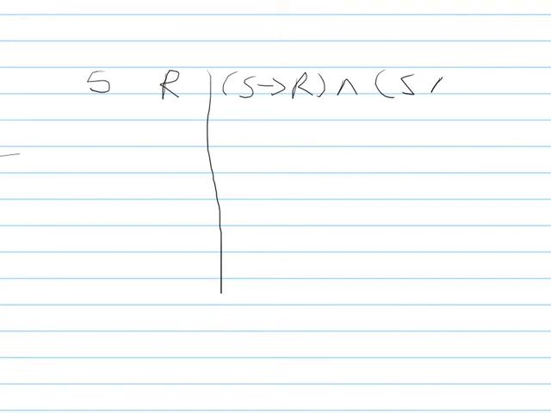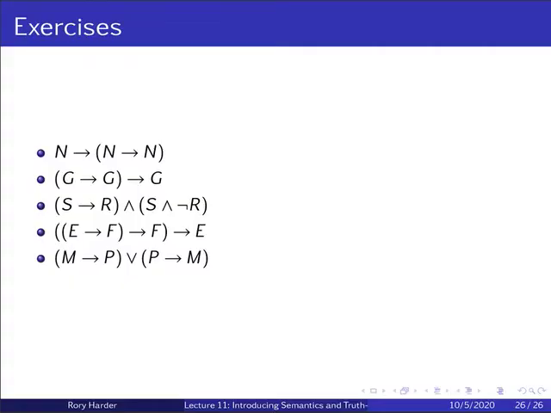Okay, so we have the first column for S, the second for R, and then to the right, we'll write out the entire sentence, which is if S then R and S and not R. So let me just switch back to confirm this. Okay, so that is right.